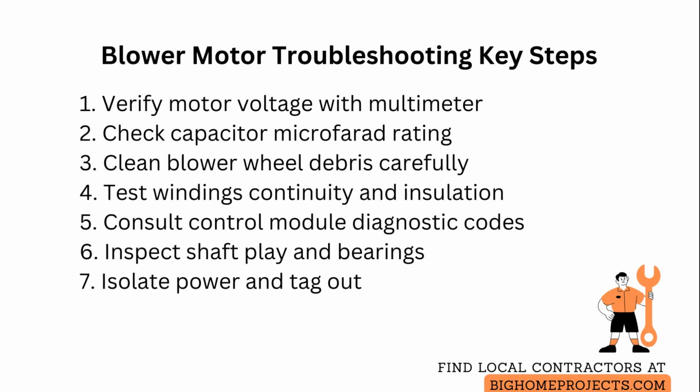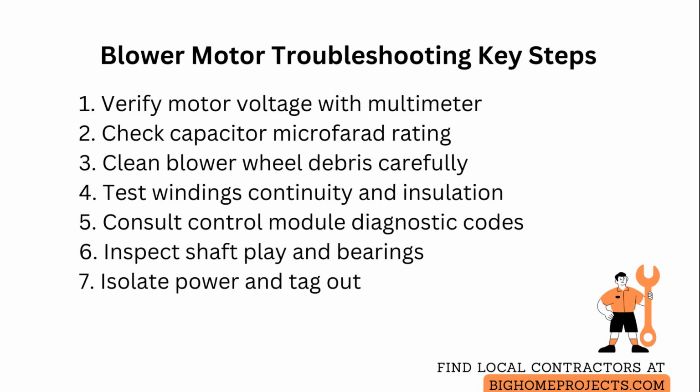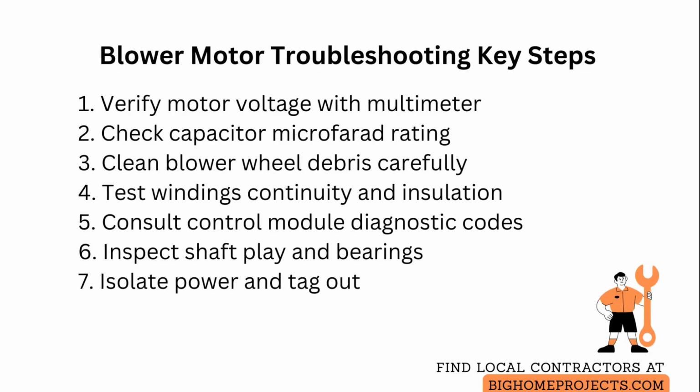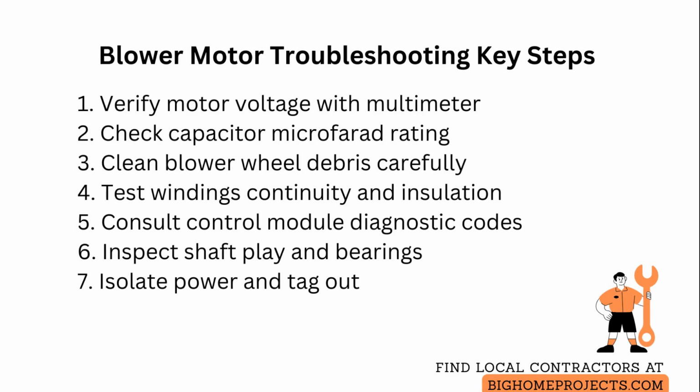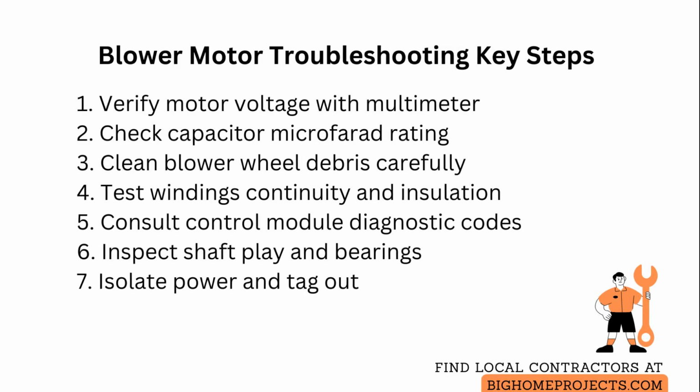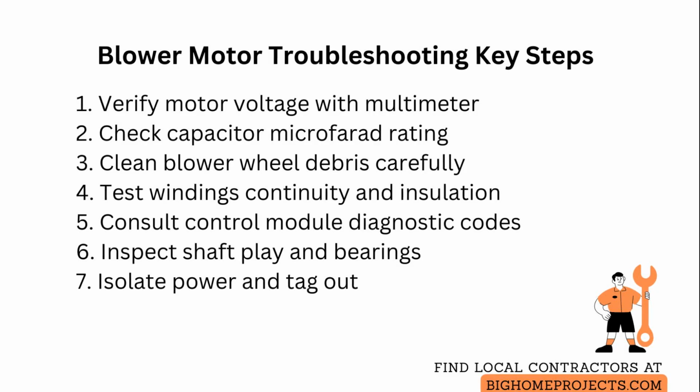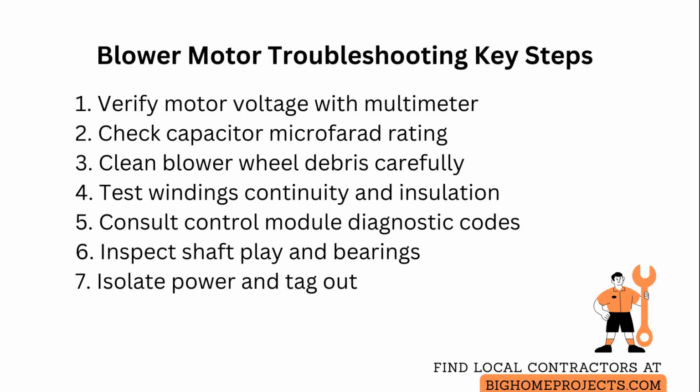When the motor is controlled by an electronic control module, consult the module diagnostic LED patterns or fault codes and recreate the failure with known good inputs to confirm whether the module or the motor is at fault. Pay attention to shaft play and bearing noise by spinning the shaft by hand. Any roughness or axial movement beyond manufacturer limits indicates bearing failure and means the motor should be replaced.